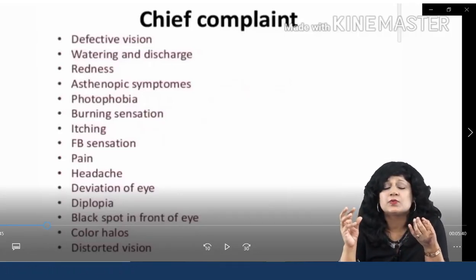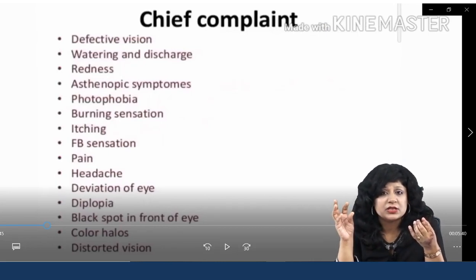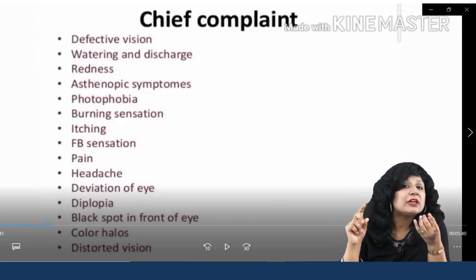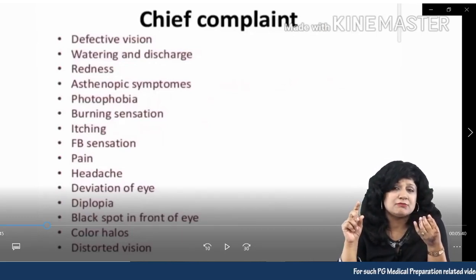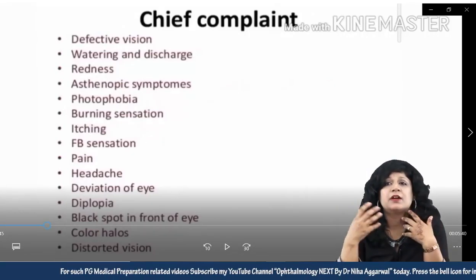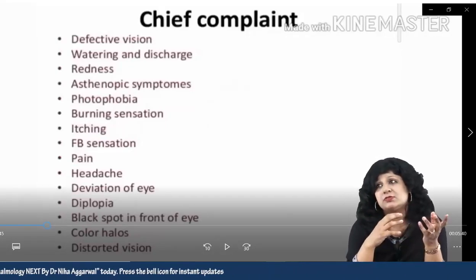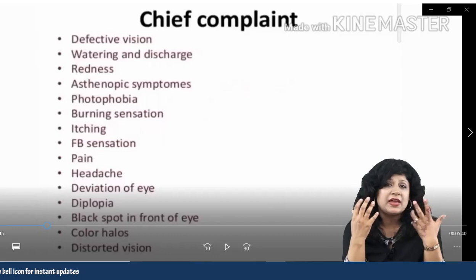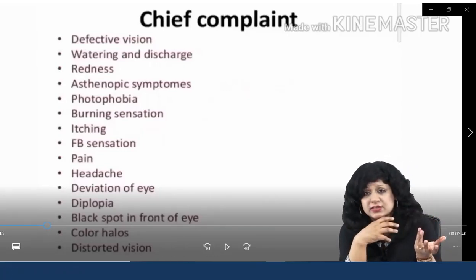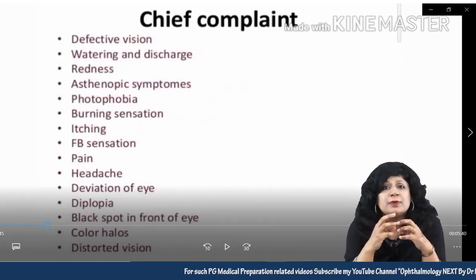You will have to ask whether there is a matting of the eyelids when the patient wakes up in the morning. So you have to ask whether there is some difficulty in opening the eyes when the patient gets up in the morning, whether there is some redness. Then ask about the asthenopic symptoms. Very often patients are not correlating these asthenopic symptoms with the ocular symptoms. They may be having eye strain, a headache, heaviness, but they are not relating it with the ocular symptoms.